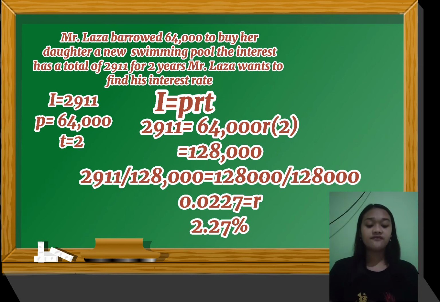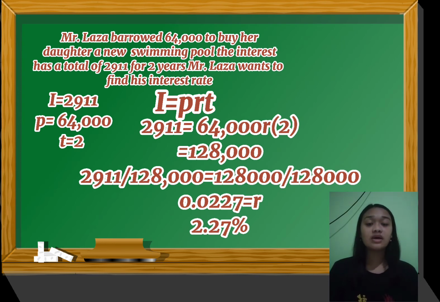So let's use the formula I is equal to PRT. I, or the simple interest, is 2,911 equals 64,000, which is our principal amount, times R, which is the unknown in this problem, times T, which is equal to 2, the number of years. We have 2,911 equals 64,000 R times 2. The answer is 128,000 R. After that, we need to divide both sides by 128,000.